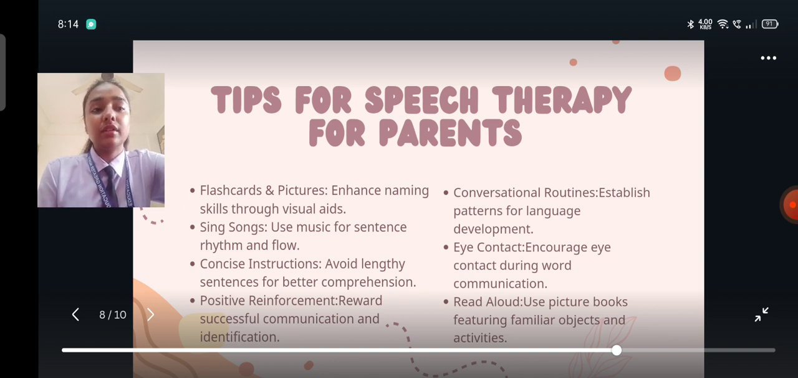Read aloud. Use picture books featuring familiar objects and activities so that they can have clear pronunciation of the words, and they can be familiar with the objects and what the object names are.